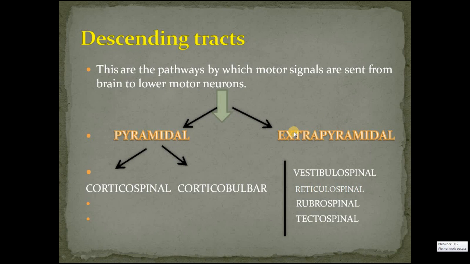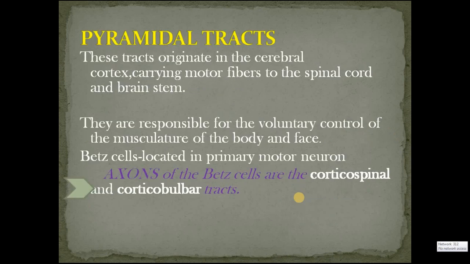In the pyramidal tracts, there are the corticospinal and the corticobulbar tracts, and in the extrapyramidal tracts there are the vestibulospinal, reticulospinal, rubrospinal and the tectospinal tracts. Now let's learn the detail about pyramidal tracts. So what are pyramidal tracts?